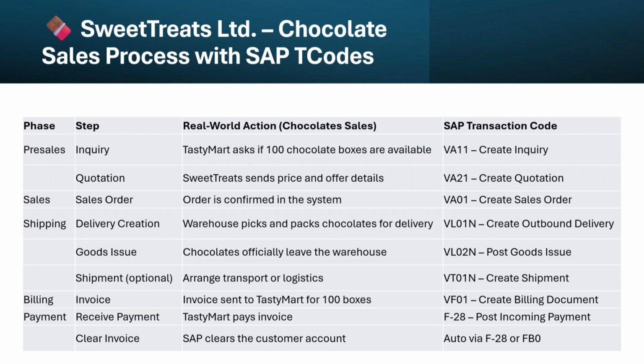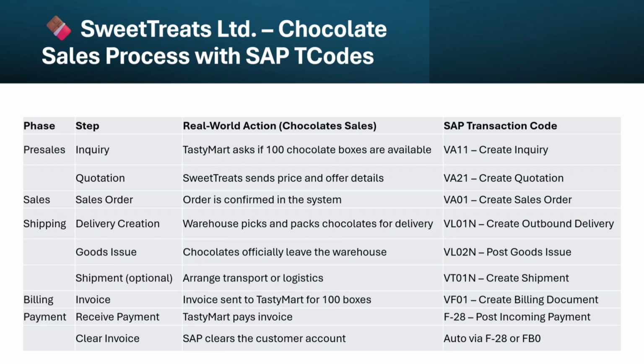And once the goods issue is done for that particular delivery document, the chocolate boxes will officially leave the warehouse and reach the customer location. An optional document called a shipment document can be created using the transaction VT01N, which will arrange the transport or the logistics. And once the goods issue is completed for the delivery document, an invoice document can be created.